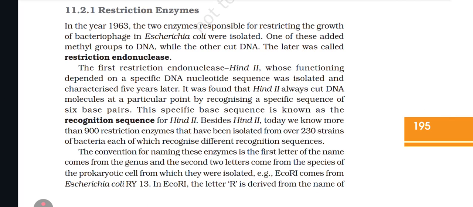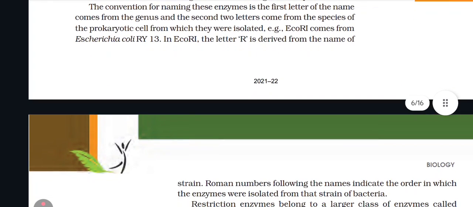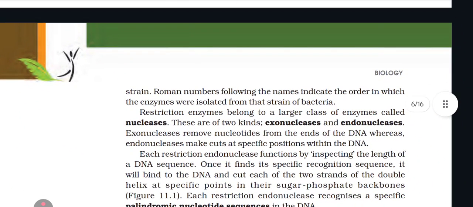Besides Hind II, today we know more than 900 restriction enzymes that have been isolated from over 230 strains of bacteria, each of which recognizes different recognition sequences. The convention for naming these enzymes is that the first letter of the name comes from the genus and the second two letters come from the species of the prokaryotic cell from which they were isolated. Example, EcoRI comes from Escherichia coli RY13. In EcoRI, the letter R is derived from the name of the strain. Roman numbers following the names indicate the order in which the enzymes were isolated from that strain of bacteria.